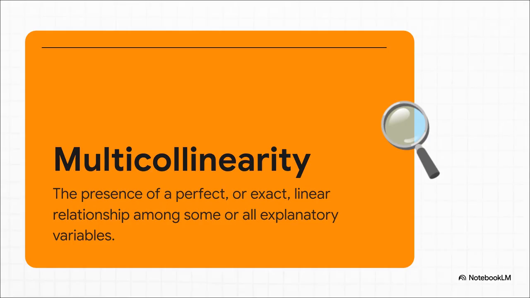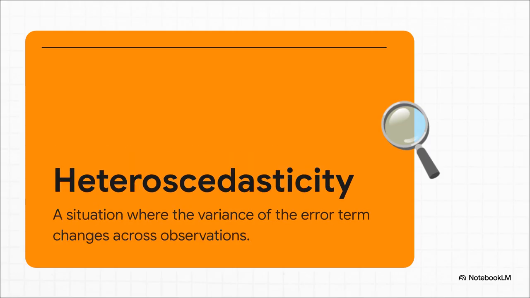First up, multicollinearity. This is what happens when your explanatory variables are just too closely related to each other. I mean, think about it. Imagine trying to figure out the separate effects of a person's age and their years of work experience on their salary. Those two things tend to move together, right? So it becomes almost impossible for the model to untangle their individual impacts. It's like trying to give credit to just one of two synchronized swimmers for a move they both did at the exact same time.